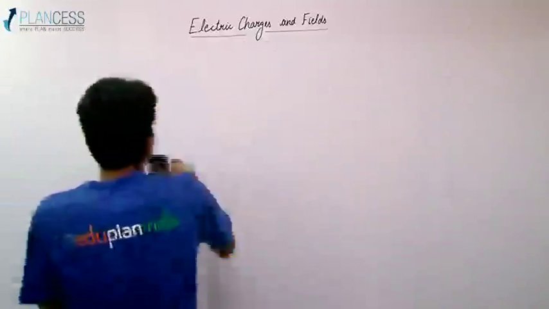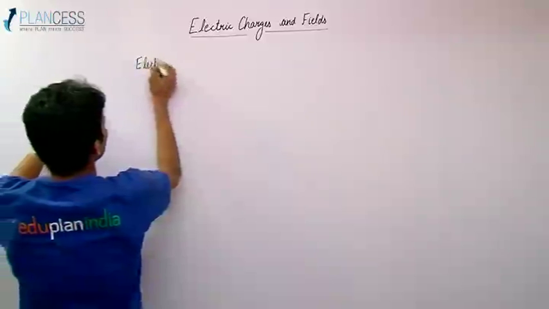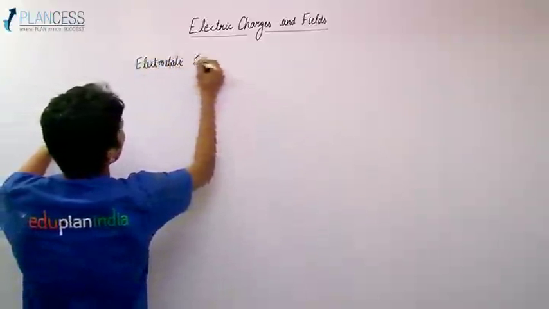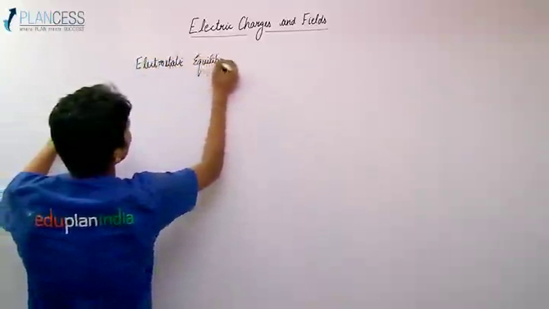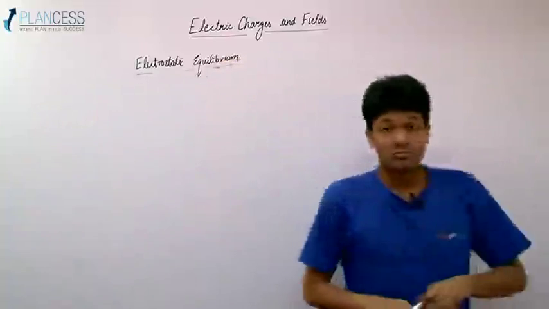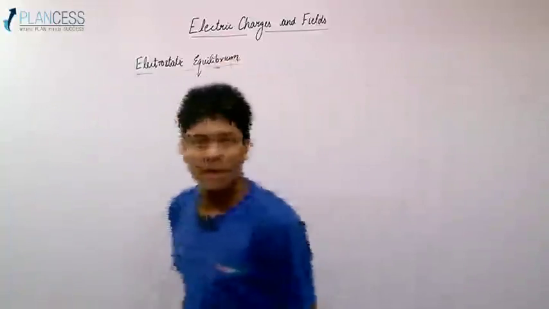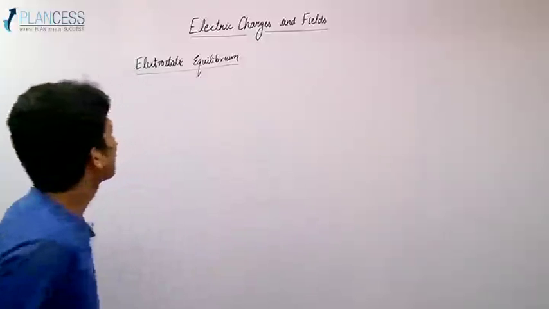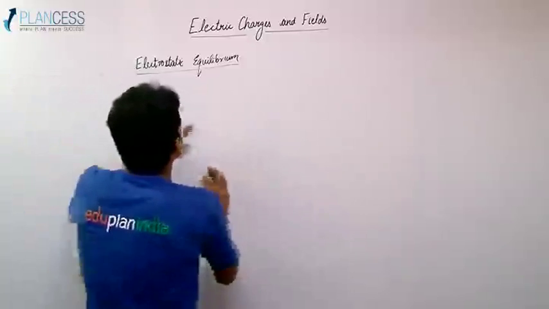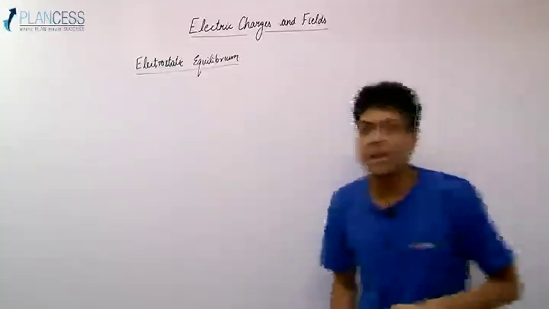Now next we'll study something about equilibrium, electrostatic equilibrium. Basically, let's take an example which will give you a better idea, or let's study what is equilibrium. You all have studied equilibrium in the chapter Simple Harmonic Motion.